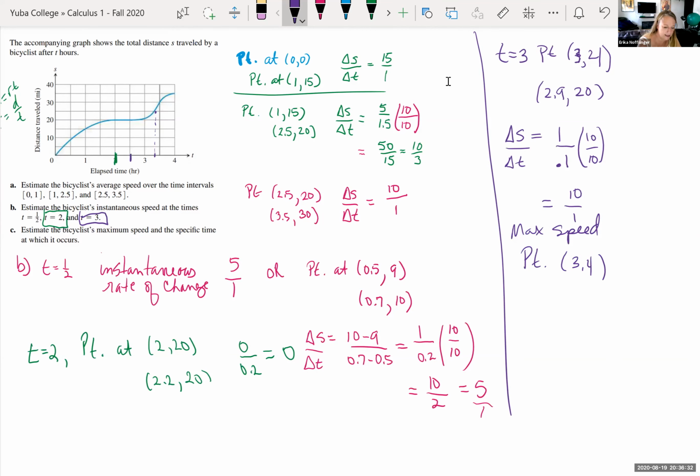At 3.4, if we look at this, they're at 25 miles. Choose a point next to that. And so maybe here at 3.5, we have a point, and that's at 30 miles. And so the change in our distance over change in time, we've traveled from 25 miles to 30 miles, that's 5 miles. And we've gone from 3.4 hours to 3.5 hours, so that's 0.1 hour. And so this will give us 50.